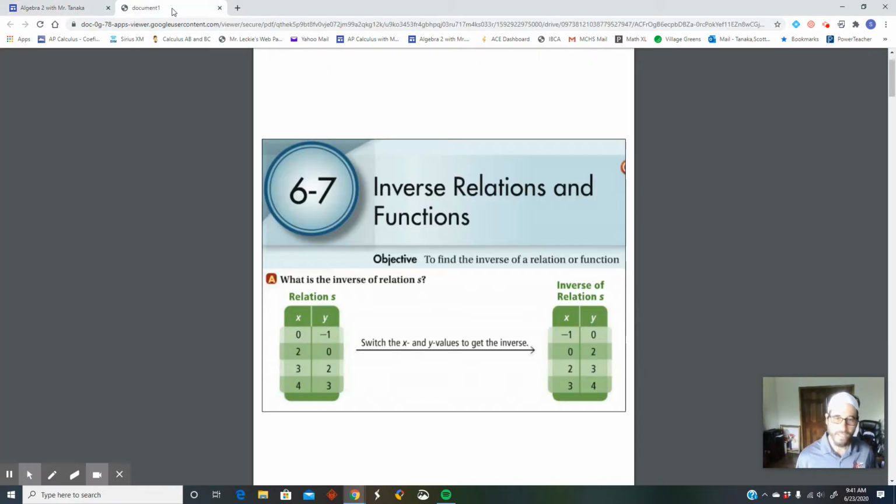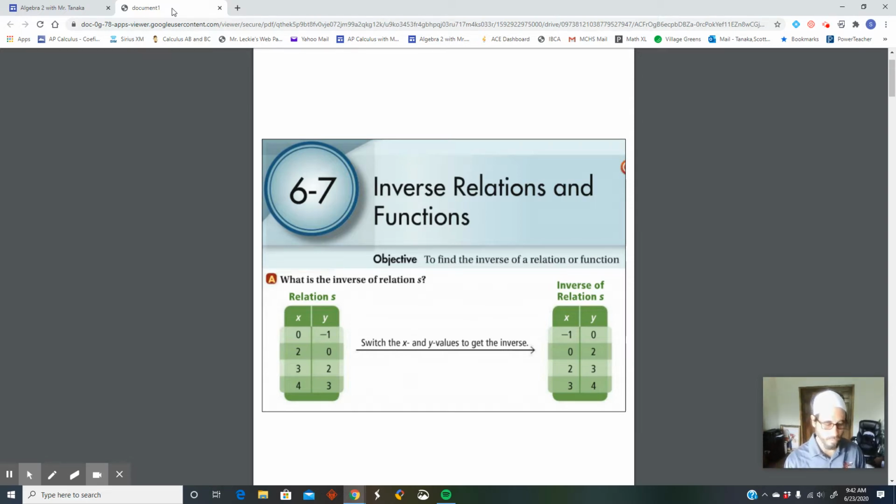Now when we're dealing with section 6-7, we are dealing with what we call inverse relations and functions. Our objective is to find an inverse of a relation or of a function. So what we have here in our first example is a relation S, and then we're going to talk about the inverse of relation S.